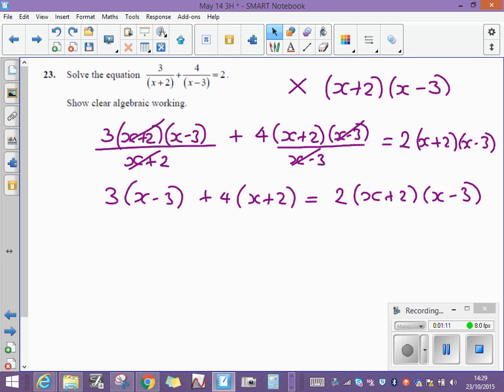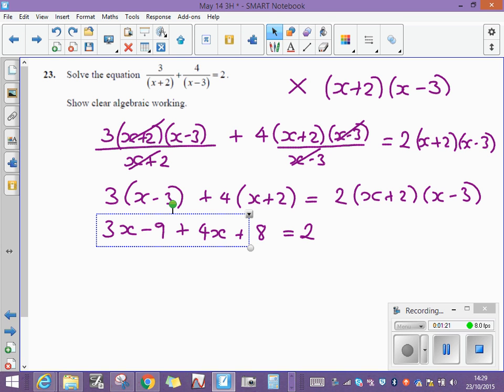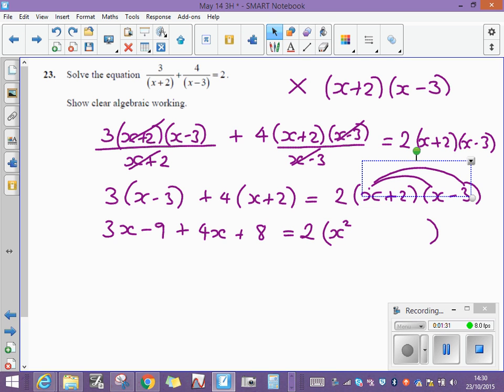Okay, removing brackets then. On the left hand side I've got 3x minus 9 plus 4x plus 8. And on the right hand side I don't do anything with the 2, but I remove the brackets here to make one big bracket. So x times x is x squared, that's the first terms. The outer terms give me minus 3x, the inner terms plus 2x, and then 2 times minus 3 is minus 6.